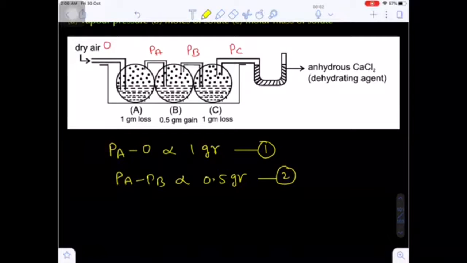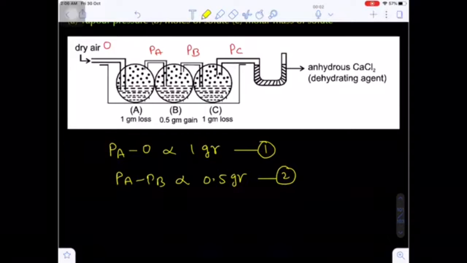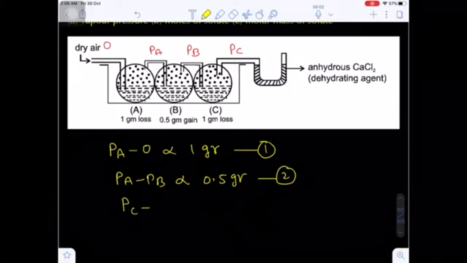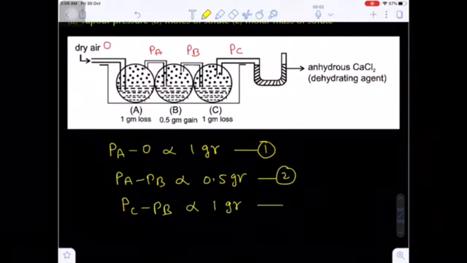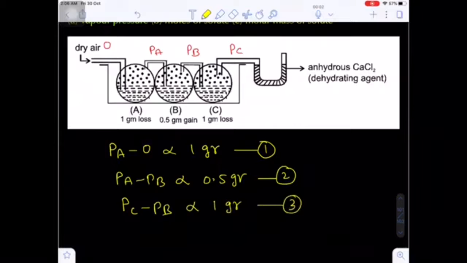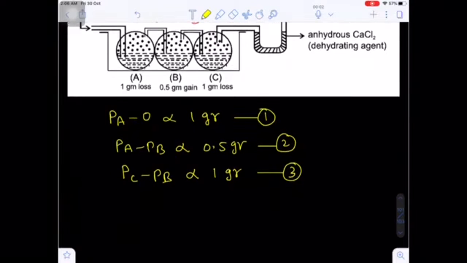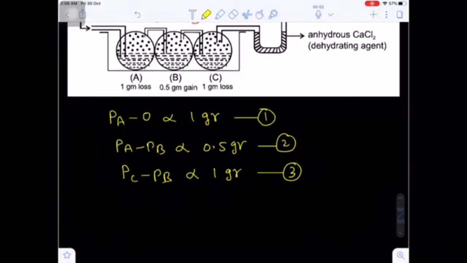And come to the third bulb, again there is a loss of 1 gram. That means between the vapor pressures C and B, the vapor pressure of C will be more than that of B. That's why the bulb C weight decreases. So finally what I am writing here, PC minus PB is directly proportional to the weight loss, that will be 1 gram. Okay. After simplification of these three equations, put the PA value, 1 gram, in equation 2.